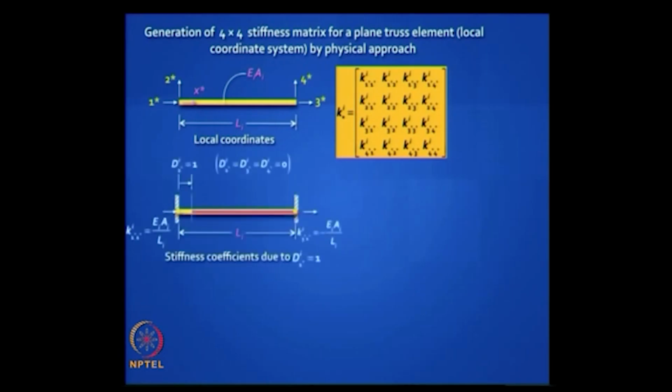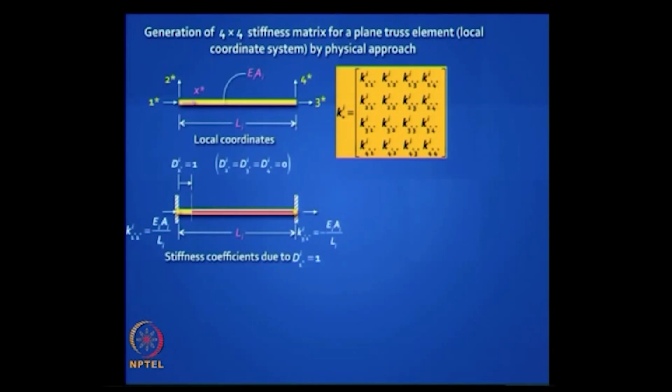Can you draw a sketch? It will look like this. You just have to push it horizontally. You have an element d1 and all the others are restrained, right? What is the force you need to push it? EA by L, axial stiffness. What is the reaction you will get at the other end? With a negative sign. Why? Because it has to be opposite. We have chosen d3 star positive, right?